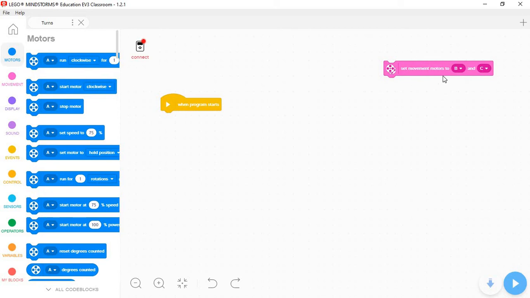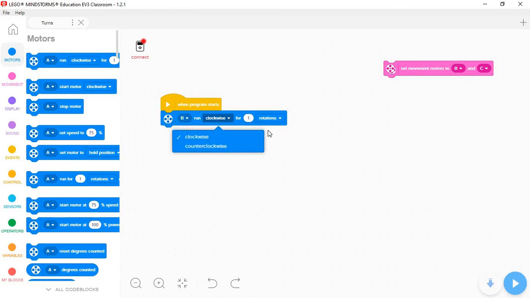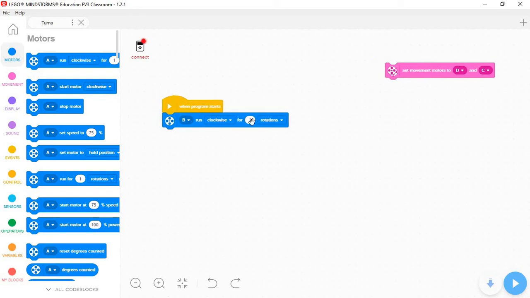So starting with the pivot turn, and just for you to remember, port B is the left motor and port C is the right motor. A pivot turn is where one wheel is moving and the other wheel is stationary. For this, we only need one block where one motor is turning. It could either be B or C, and that will be moving forward for a certain amount of rotations, in this case one.